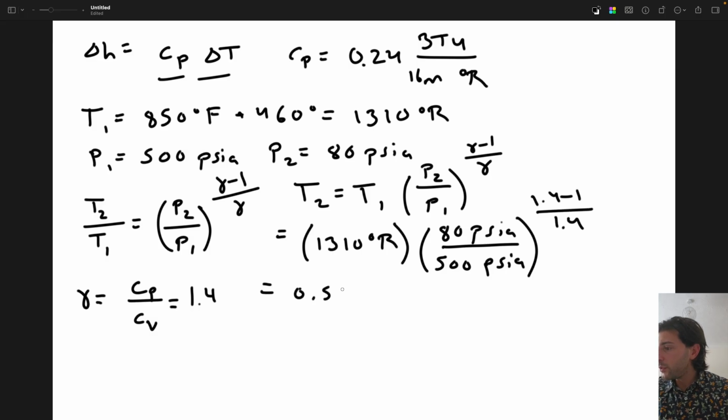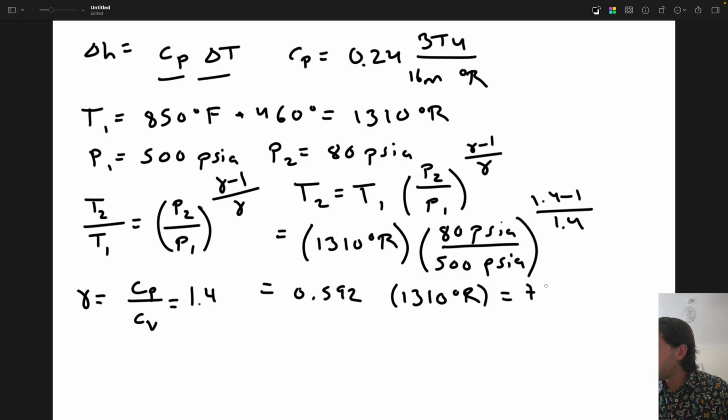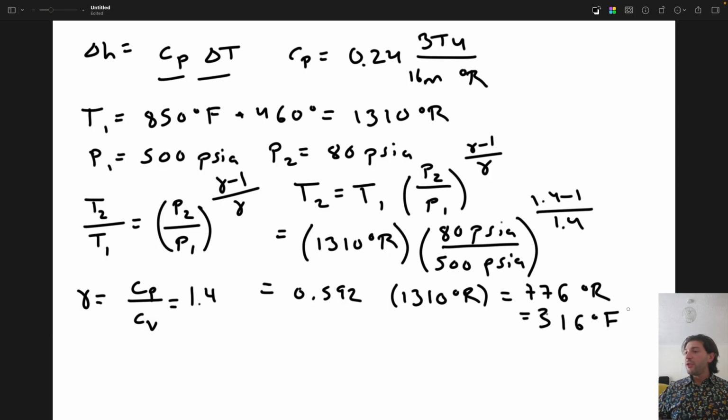Okay, this is equal to 0.592 times our temperature. So we're going to change our temperature by a factor of about 0.6. This is equivalent to 776 degrees Rankine or 316 degrees Fahrenheit. So now we have everything to solve this problem.